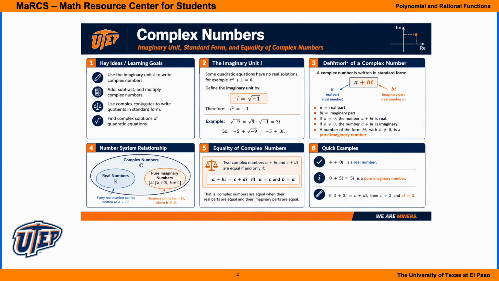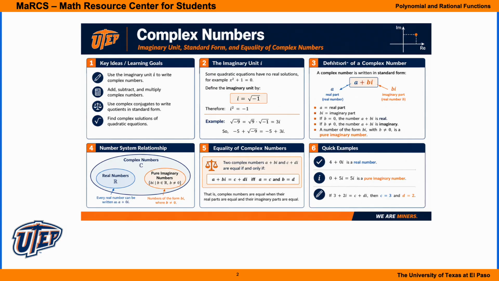If we're given negative 5 plus the square root of negative 9, that is the same thing as saying negative 5 plus 3i. So a complex number is written in standard form, a plus bi. So a is the real part and bi is the imaginary part. If b is equal to 0, then that means that the number a plus bi is real. And if b is not equal to 0, that means that the number a plus bi is imaginary. So a number of the form bi, with b not equal to 0, is a pure imaginary number because it has no real part.